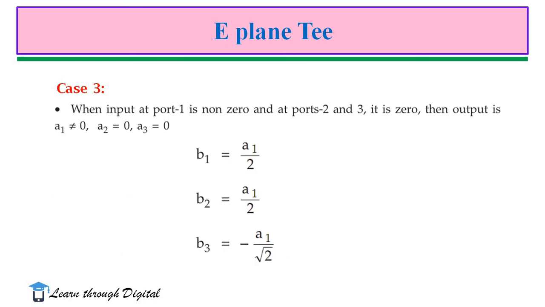So the inputs at ports 1 and 2 will cancel each other. And the third case, when the input at port 1 is non-zero and at ports 2 and 3 it is 0, then A1 is not equal to 0, A2 is equal to 0, A3 is equal to 0. So B1 is equal to A1 by 2, B2 is equal to A1 by 2, B3 is equal to minus A1 by root 2. These are the three cases in the E-plane T junction.